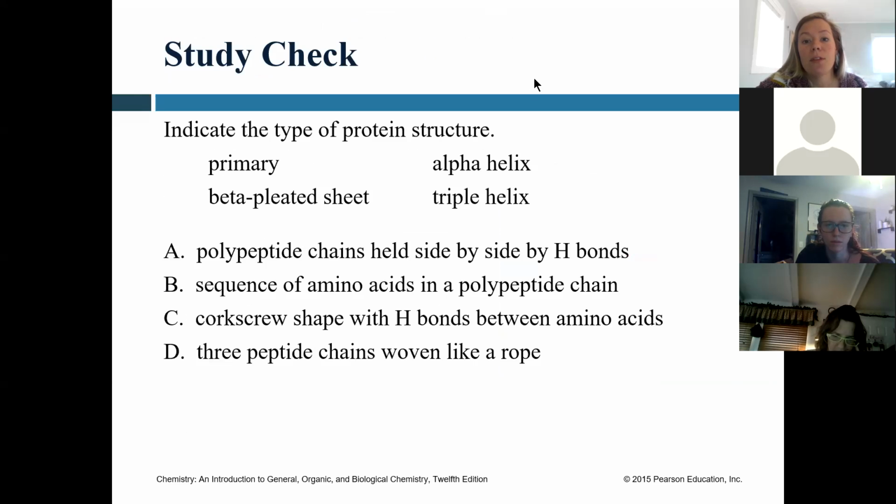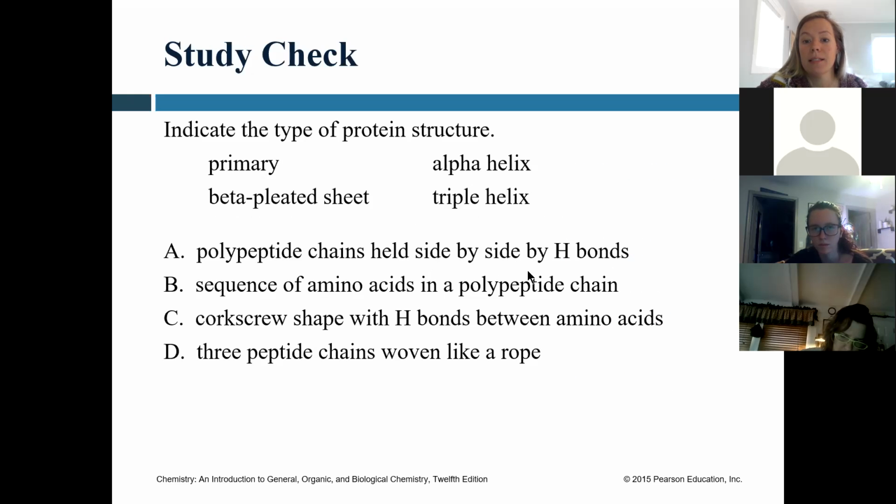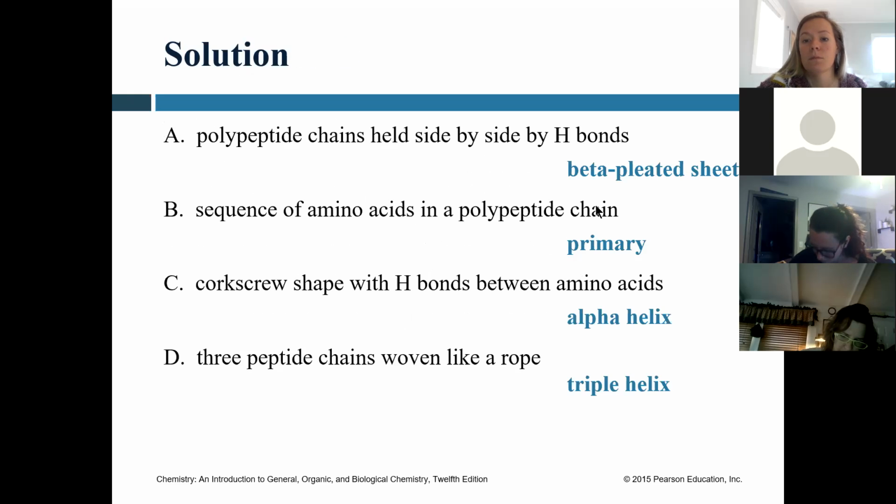So we want to indicate whether these things indicate the type of protein structure, whether it's primary, beta pleated, alpha, triple helix. So a polypeptide chain held together side by side by H bonds would give us this beta pleated sheet. Sequence of amino acids in a polypeptide chain. So anytime we're talking about amino acids just connected to each other, that's the pearls on a string, that's a primary structure.